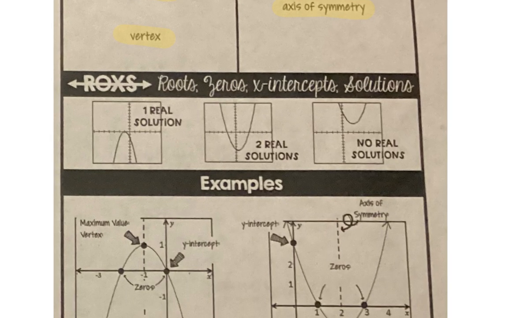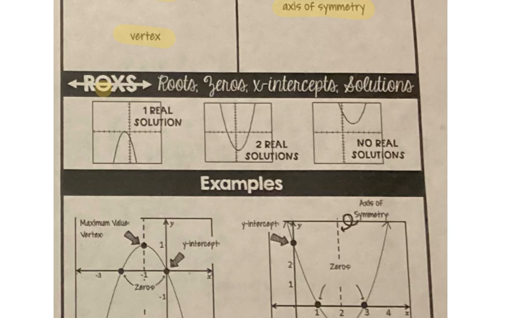ROXS, acronym: roots, zeros, x-intercepts, and solutions. Now, don't get confused. That O in there really is the number 0. It just looks like an O, but it's really R0XS. Don't let that confuse you.